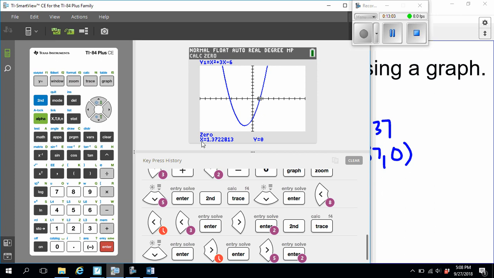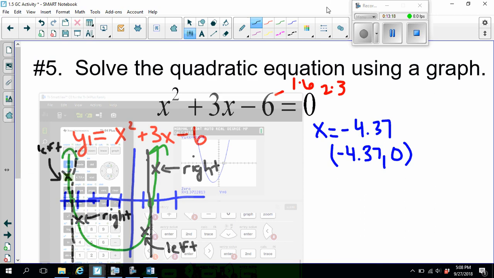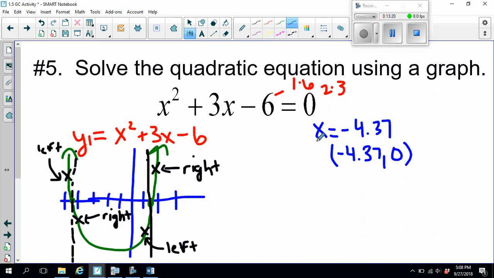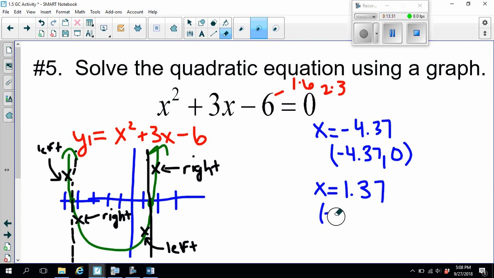Notice here that our x-intercept, which is between 1 and 2, is 1.3, and I'm going to round to 2 decimal places, so we have 1.37, and our y value is 0. So our second x-intercept, or zero, is 1.37. And if you want to write that as an ordered pair, you would write it as (1.37, 0).